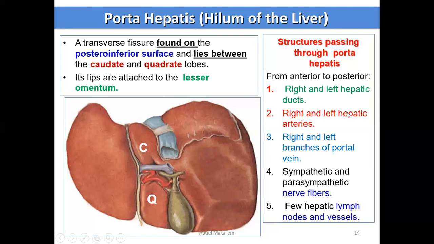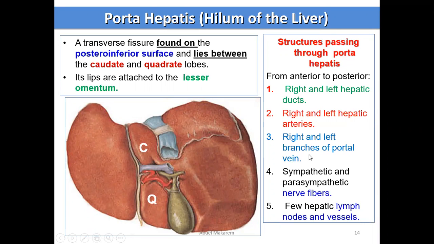Then the right and left hepatic arteries. Similarly, you can see this is the left and this is the right hepatic artery. Then the right and left branches of the portal vein. You can see here, this is the left branch and this is the right branch. Then you can also see sympathetic and parasympathetic nerve fibers entering as well as coming out, and a few hepatic lymph nodes can be seen here.